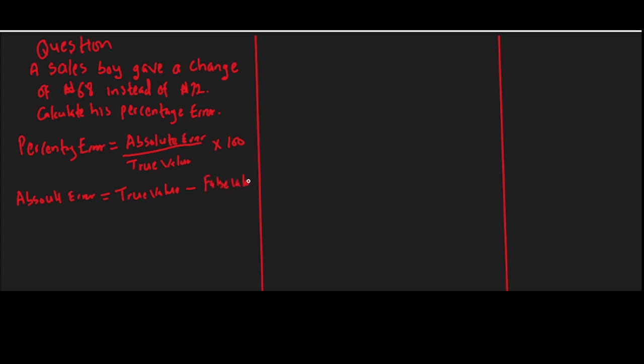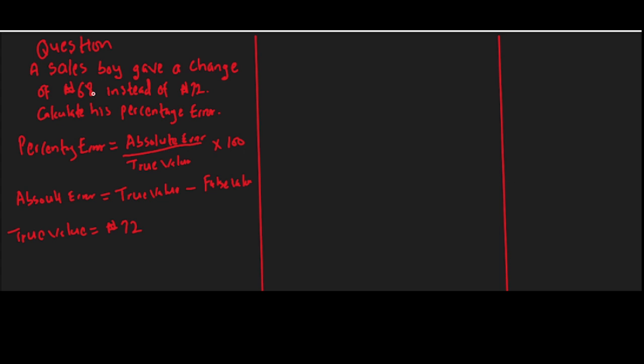false value. Now, let's pick out what our true value and our false value are from this question. Here, we are told that a sales boy gave a change of 68 naira instead of 72 naira. That means the original change the customer is supposed to receive is 72 naira. That means 72 naira will be our true value here. True value is equal to 72 naira.